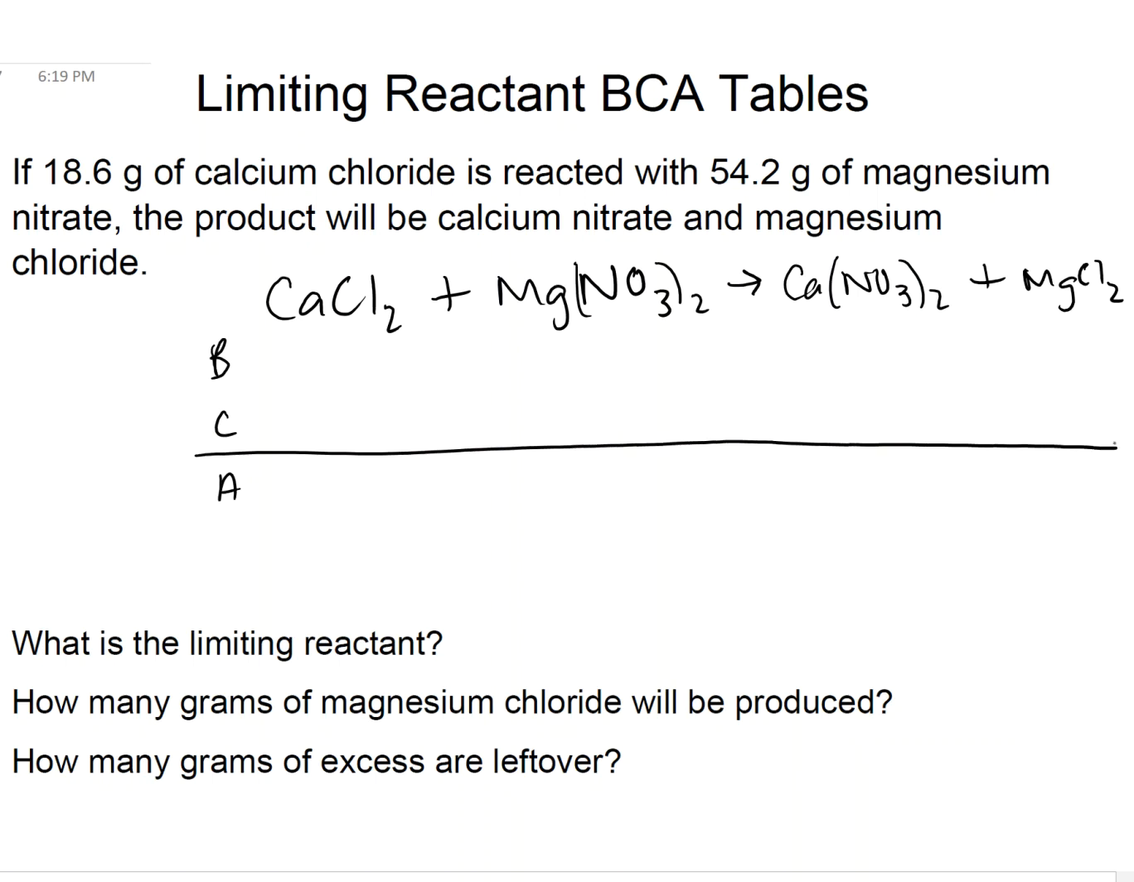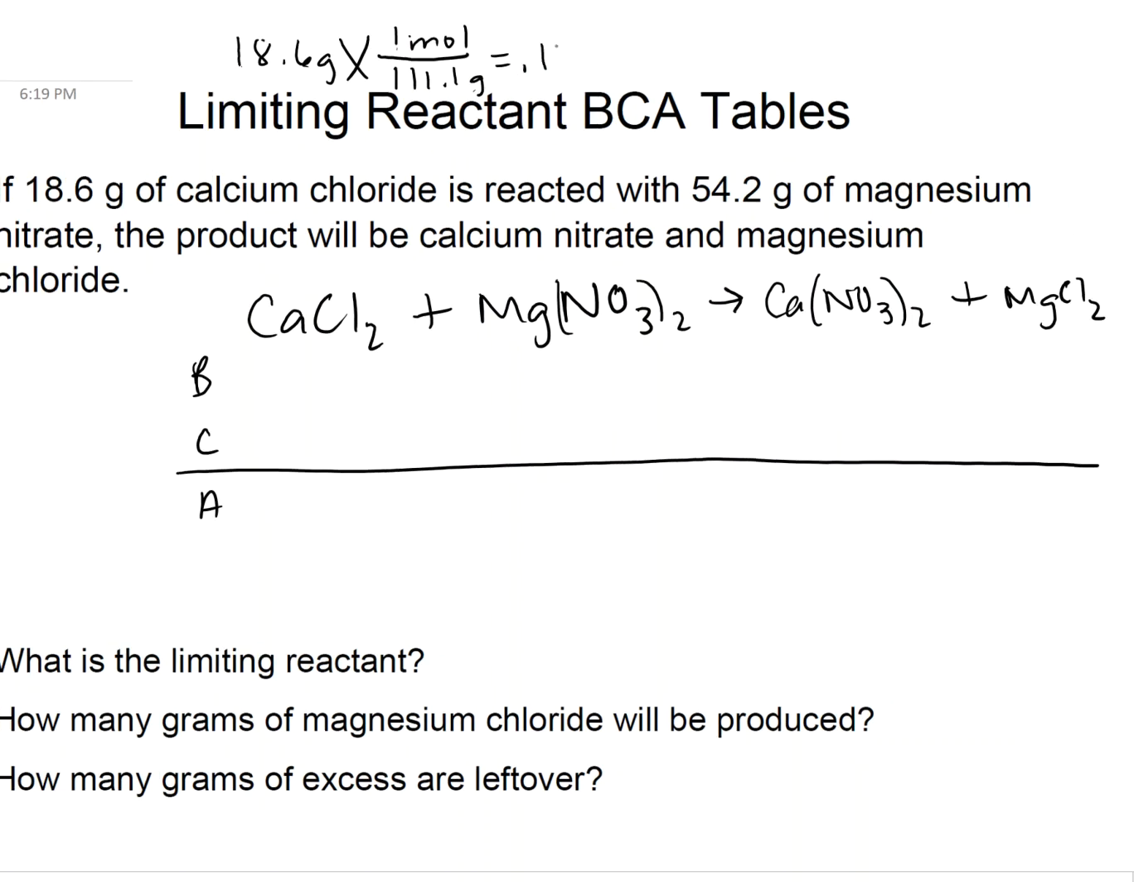Next, we can set up the BCA table itself, but because our numbers are not given to us in moles, we will have to convert the grams of calcium chloride and the grams of magnesium nitrate into moles before we can put them into the BCA table. So we'll start off with the calcium chloride, 18.6 grams. Using your mole roadmap, you'll put 1 mole on top and the molar mass of CaCl2 on the bottom. It's 111.1 grams when you add it up off the periodic table. When you do that math, it gives you 0.167 moles.